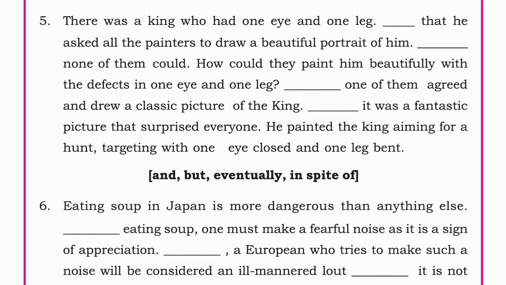There was a king who had one eye and one leg. He asked all the painters to draw a beautiful portrait of him. None of them could. How could they paint him beautifully with the defects in one eye and one leg? One of them agreed and drew a classic picture of the king. It was a fantastic picture that surprised everyone. He painted the king aiming for a hunt, targeting with one eye closed and one leg bent.